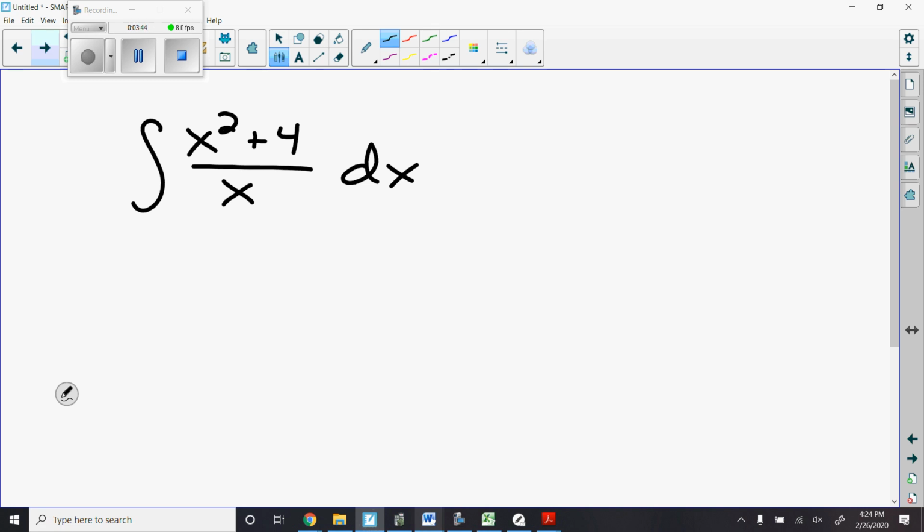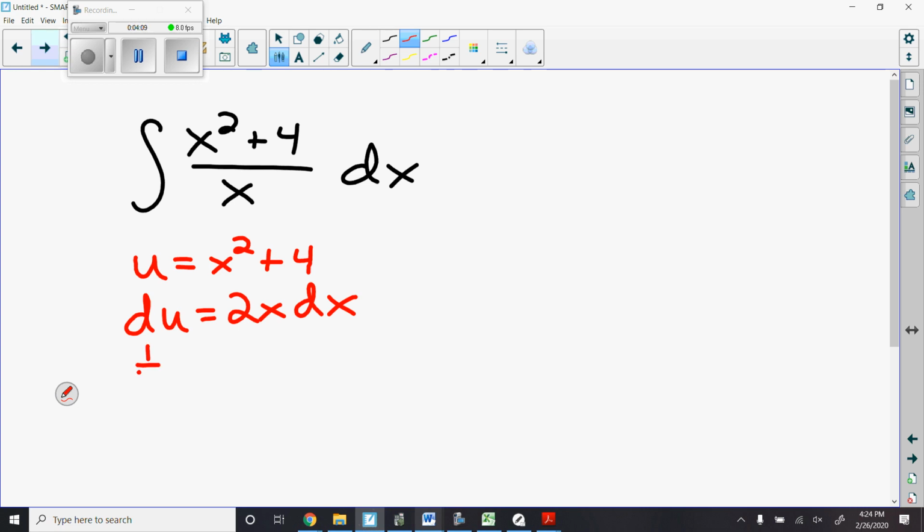Okay, what I'm going to do right now is going to be wrong, and I want to show you why it's wrong. What a lot of students do with this problem is they let u equal x squared plus 4. And then they say, okay, so that means du is 2x dx. And they adjust with a half.